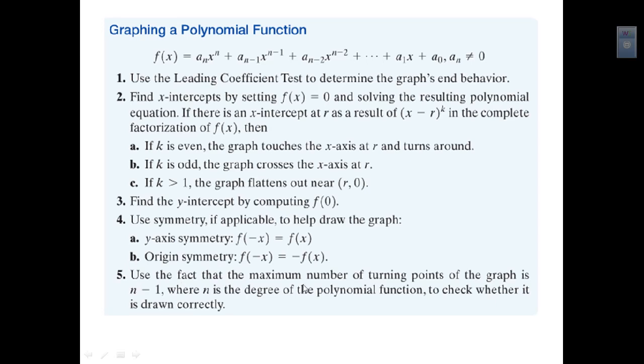And then use the fact that the maximum number of turning points on the graph is n minus 1. Now that does not mean that there are guaranteed to be that many turning points. That's the maximum number.